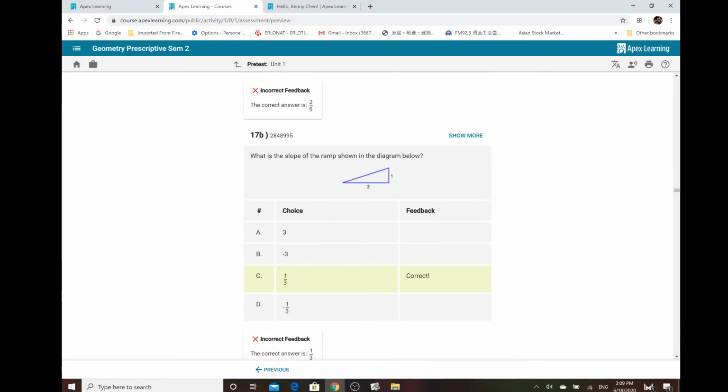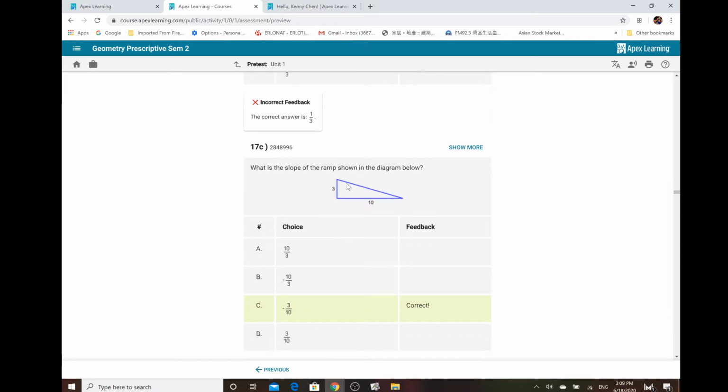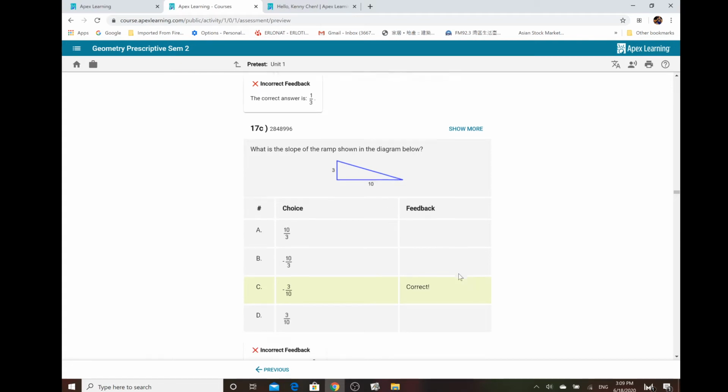And what's the slope of the ramp shown right here? This one would be considered 1/3. Again, rise over run, and the line is increasing from left to right. And what about if the slope is declining? That means the slope is going to be negative. So this one would be considered -3 over 10.